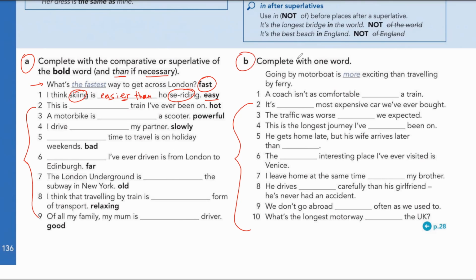Great. Now B, complete with one word. So a coach isn't as. Okay, so I've got as, not as. According to what we've just learned, as comfortable, so that is an adjective. A normal adjective, so it's perfect to put as here. As comfortable as. So a coach isn't as comfortable as a train. It means the train is more comfortable.